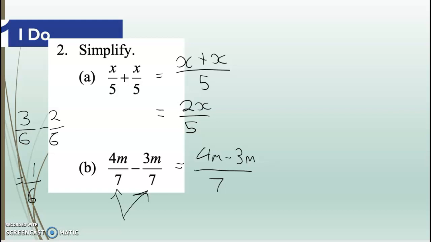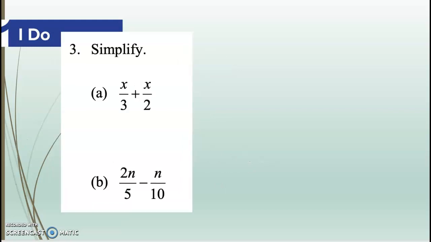Let's have a look at what happens when the denominators are different. 3a, x over 3 plus x over 2. These two are different, and so we need to multiply both top and bottom in order to make them the same. So the first number that both 3 and 2 fit into is 6. And you can get that by just multiplying the two together. 2 times 3 is 6. So if we change both to be out of 6, then we should be able to get it.